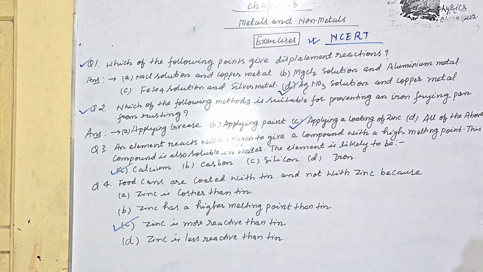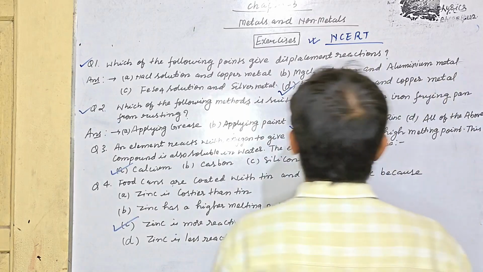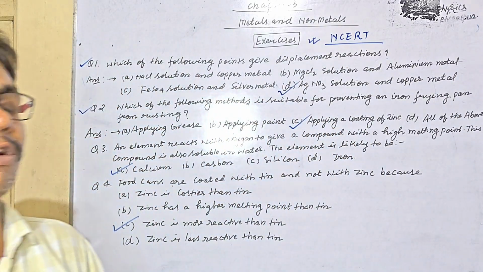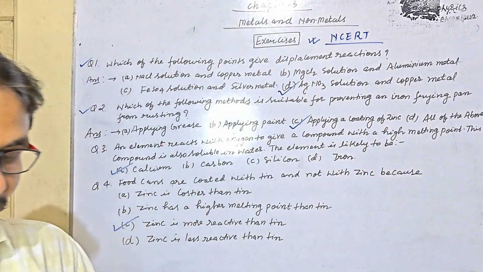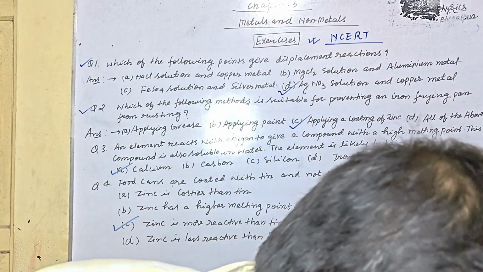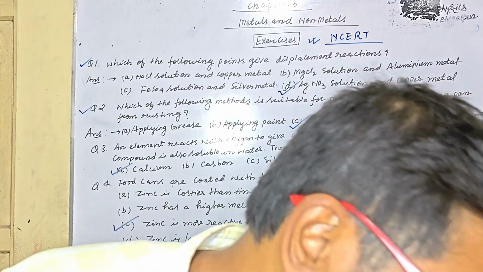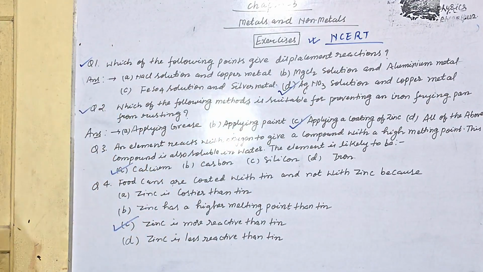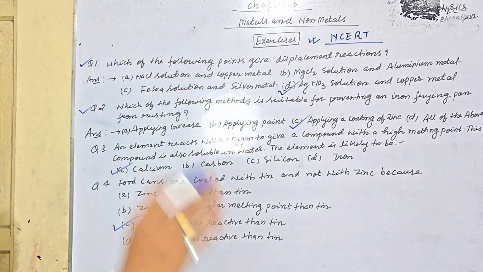AgNO3 solution and copper metal give a displacement reaction because silver is less reactive than copper. Copper is higher in the activity series than silver, so copper is more reactive and displaces the silver from the AgNO3 solution. So the answer is AgNO3 solution and copper metal.